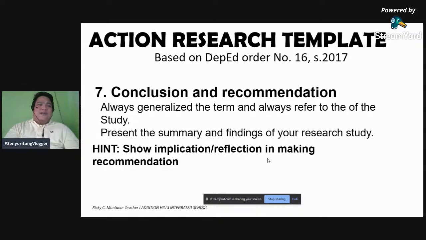Next are the conclusions and recommendations. Always generalize the terms and always refer to the study. Present the summary and findings of your research study. In this part, you have to show implications and the reflection in making recommendations. What are the impacts of your studies, and what are your recommendations? What are your reflections? In that manner, you will be making your conclusions and recommendations perfectly.